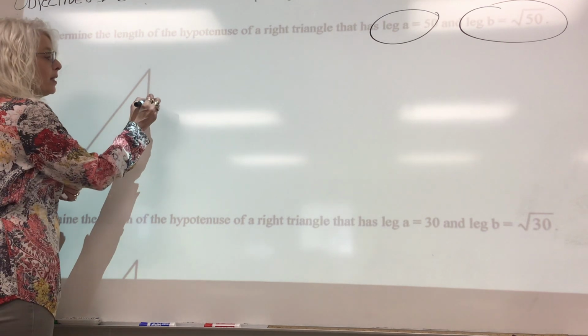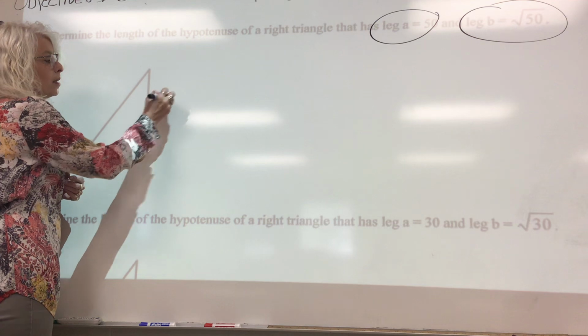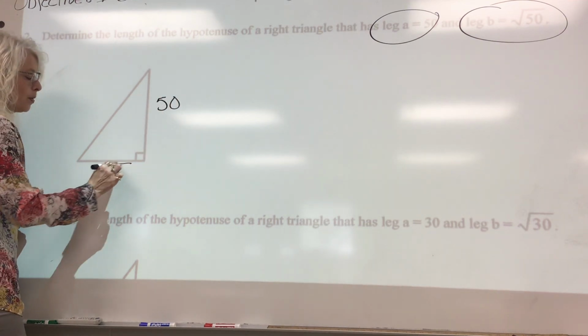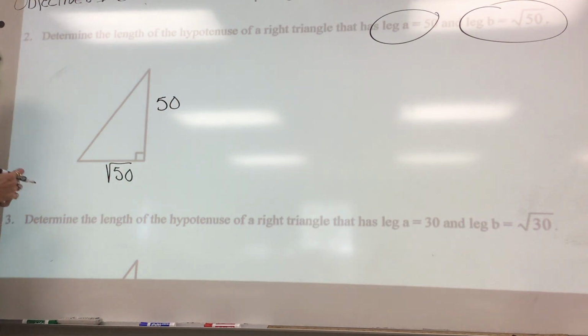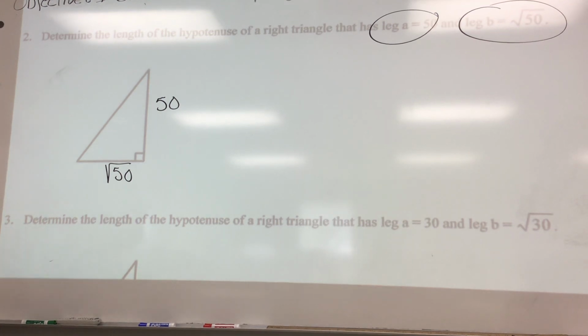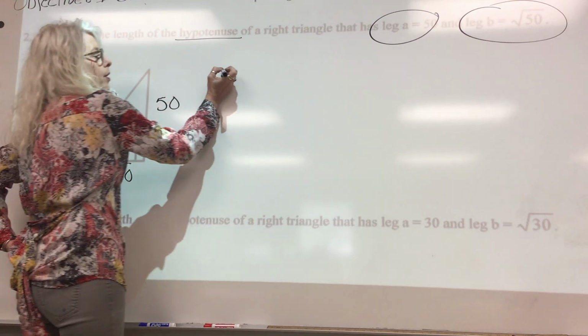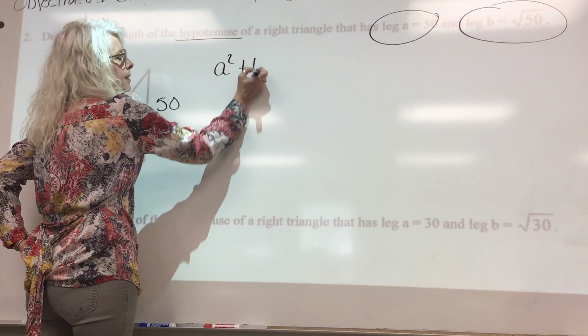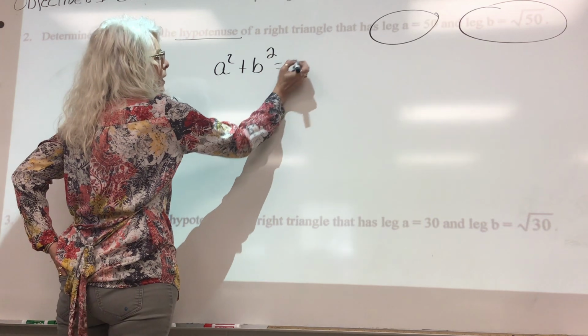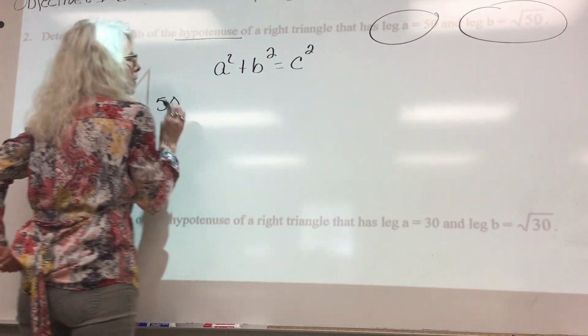So I'm going to just put 50 and the square root of 50, so that way it looks a little bit drawn to scale. So we want to find the hypotenuse, so I'm going to put C. So we're going to do A squared plus B squared equals C squared.